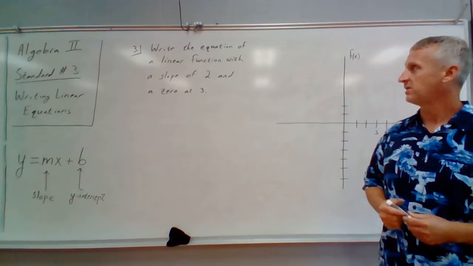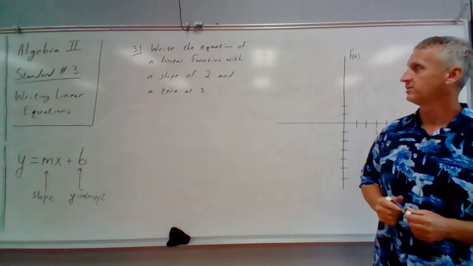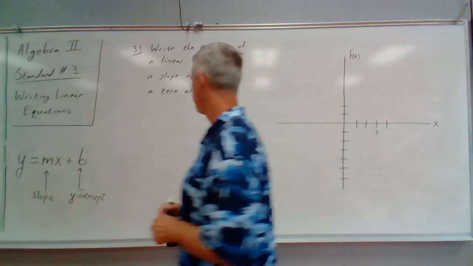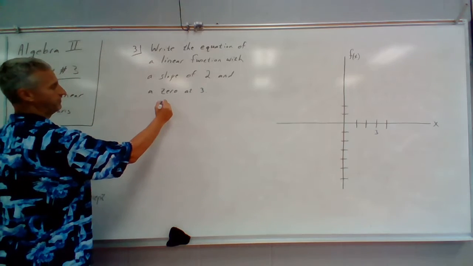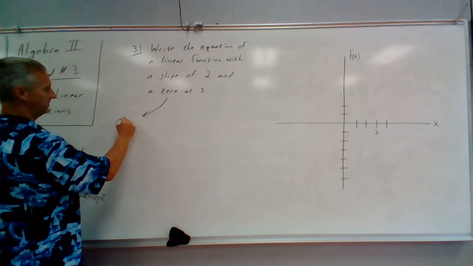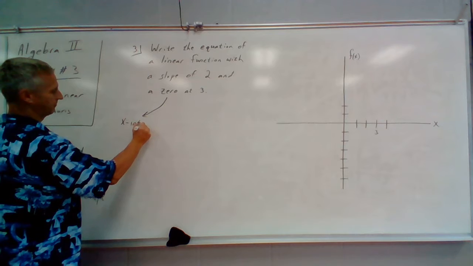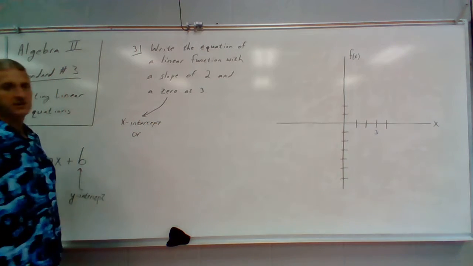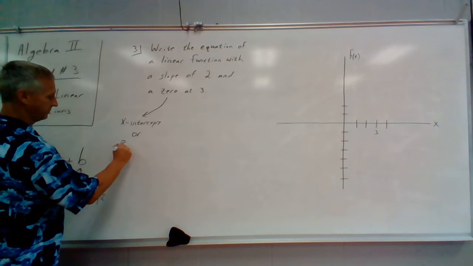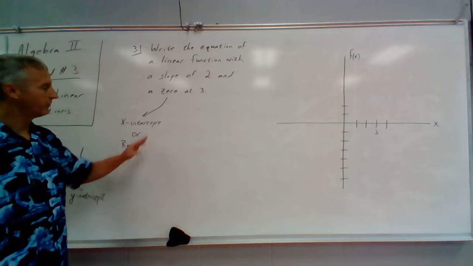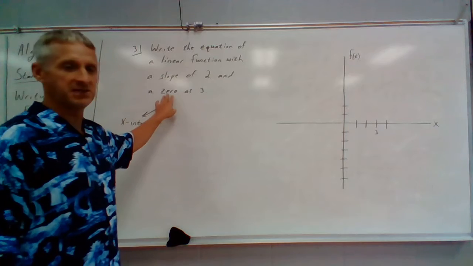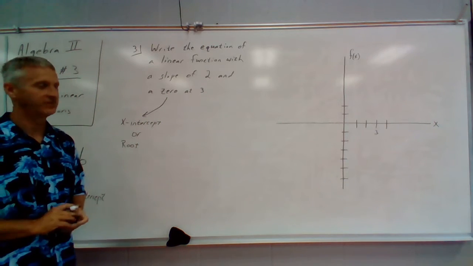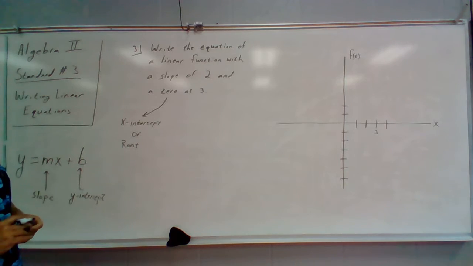Okay, in the third example, I want you to write the equation of a linear function that has a slope of 2 and a 0 at 3. Okay, this word 0 is synonymous with the x-intercept, or it's also called a root. So all three of these words mean the same thing: the zero of a function, the root of a function, or the x-intercept of a line. They all mean the same thing.